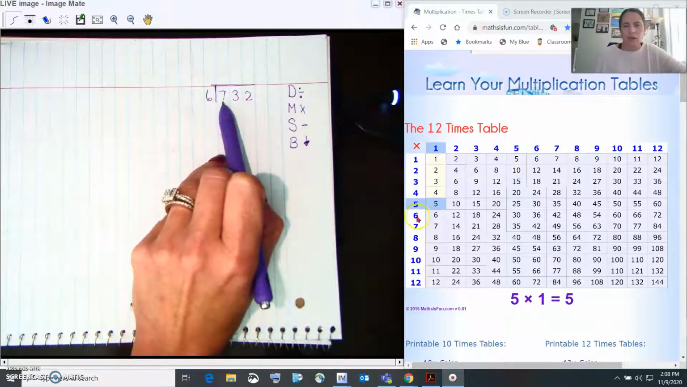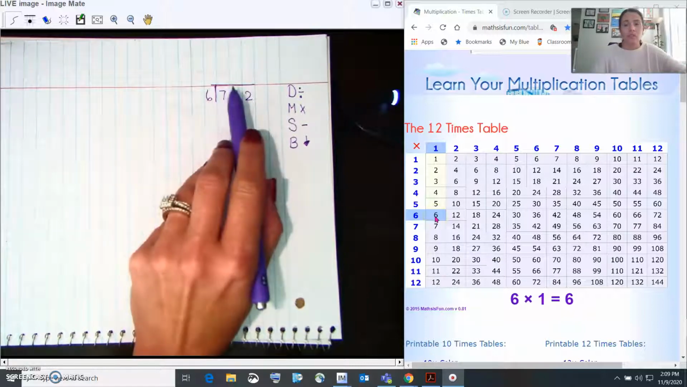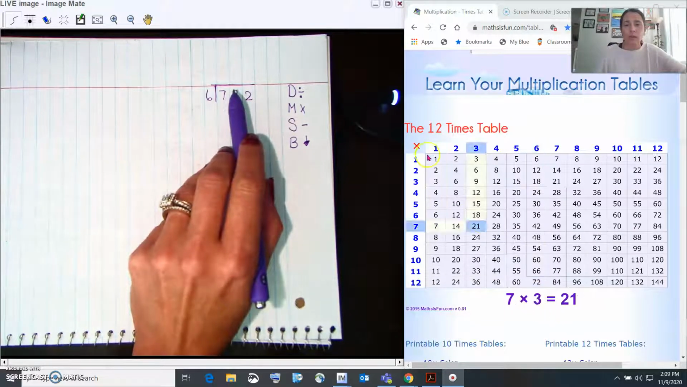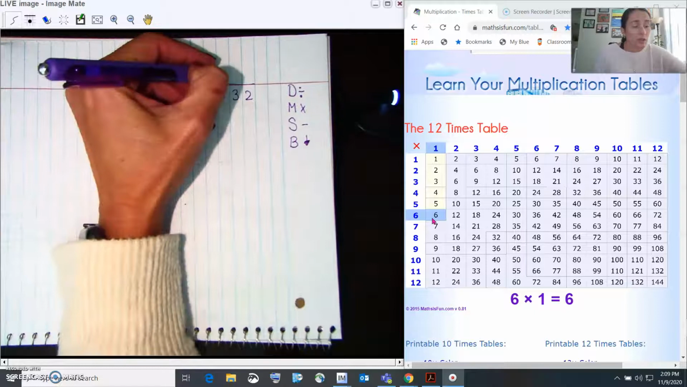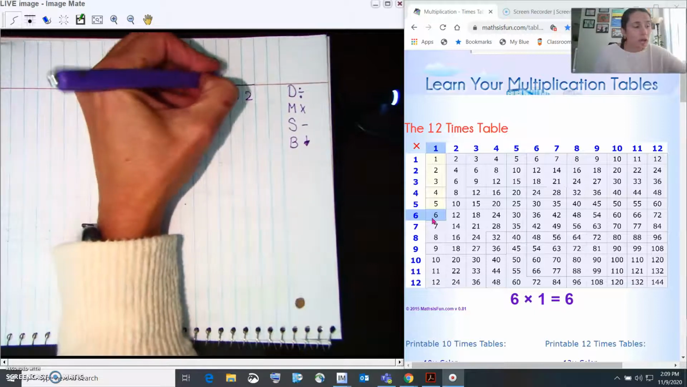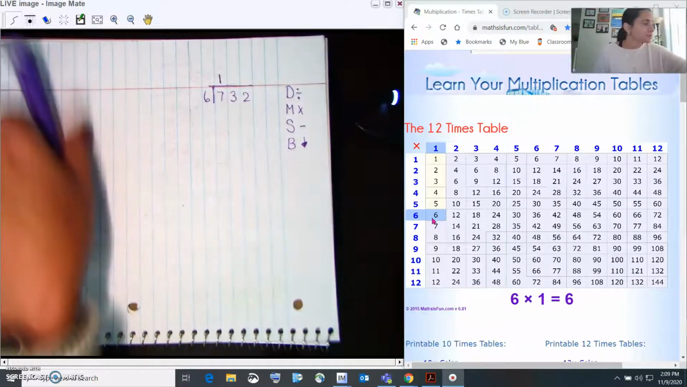We don't really need our place value chart for that. We know that if we do it twice, it's 12, and that's too many. So we say that it can go in one time. Do you see where it says 6 times 1 right here? So it says 6 times 1 down there at the bottom. So that means we put a 1. So that's our division. So now we're going to put a 1 right here.